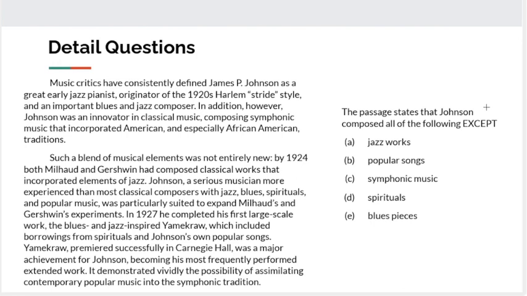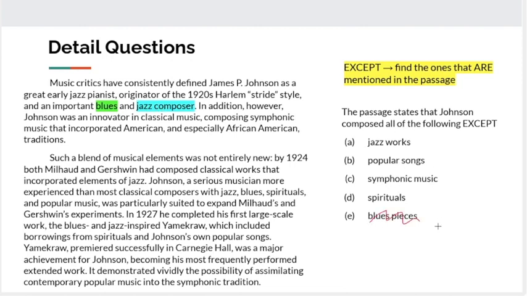Okay, so when you have an except question like this, you're basically looking for 4 answers, and the one that you don't find is going to be the correct answer. So we want to find the ones that are mentioned in the passage. We'll note to begin with that he was a blues and jazz composer. So that means he did compose blues and he did compose jazz. We go a little farther down and find that he composed symphonic music. So now we've got 2 options left.